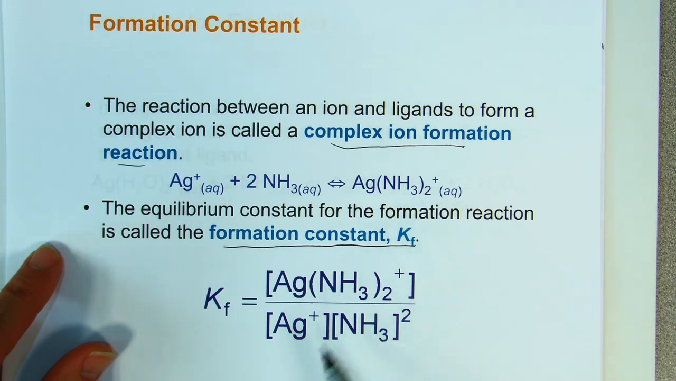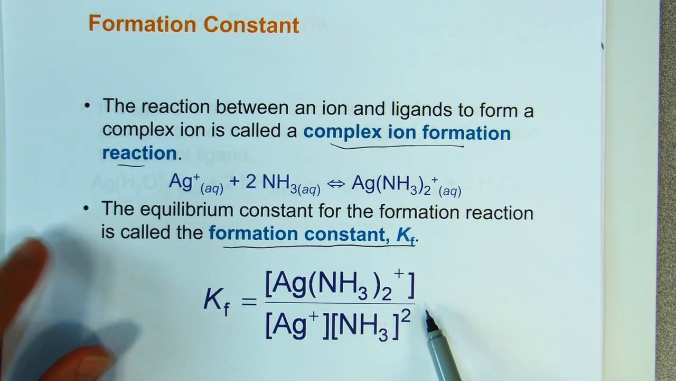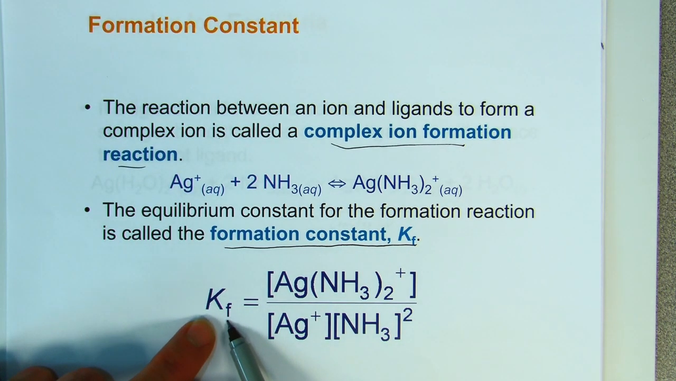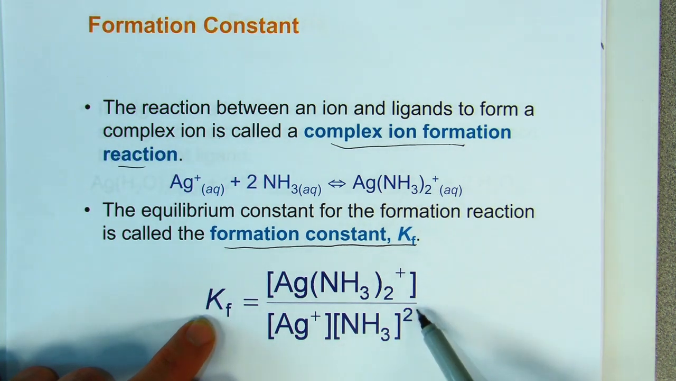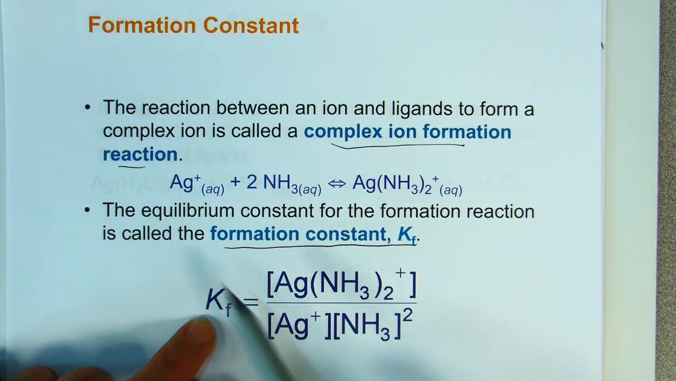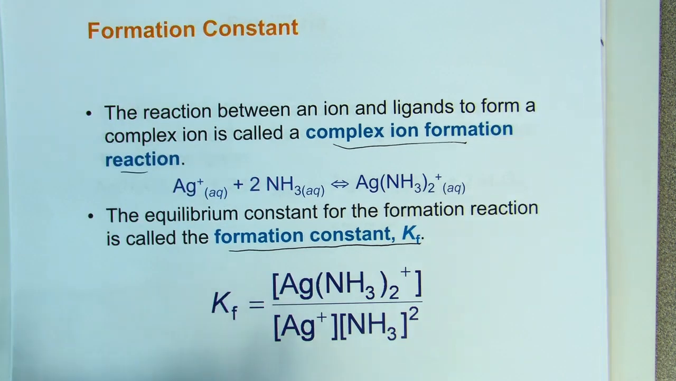So how do we define it? Well, products over reactants, like usual. Our Kf for this particular reaction is the equilibrium molarity of our complex ion divided by the equilibrium molarity of silver plus 1 ion, our reactant, times the equilibrium molarity of ammonia squared by virtue of the 2. It's just an equilibrium constant, products divided by reactants raised to their stoichiometric coefficients.